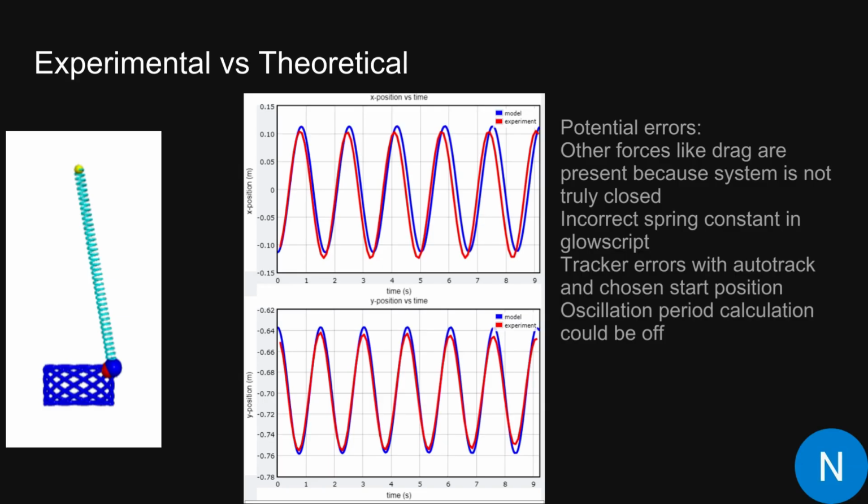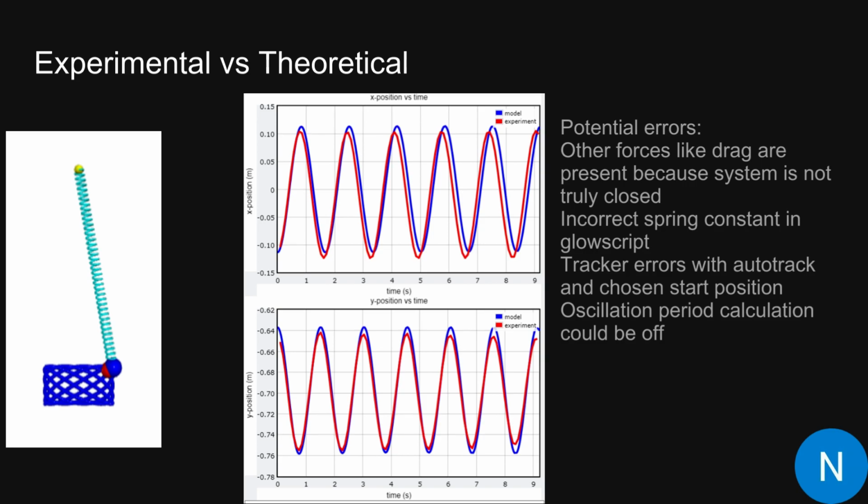So here are the experimental versus theoretical results. Off to the left, you see the visual created by the GlowScript code with the spring, ball, and then the blue lines represent the path of the theoretical data. And then in the middle, we have the graphs, and on the top is X position versus time, and on the bottom is Y position versus time. And you can see that the model and experimental data are very similar. The red lines are the experimental data, and the blue lines are the tracker and model data.